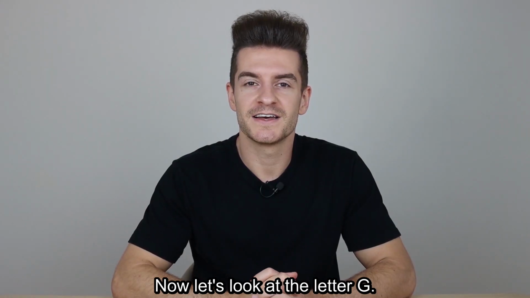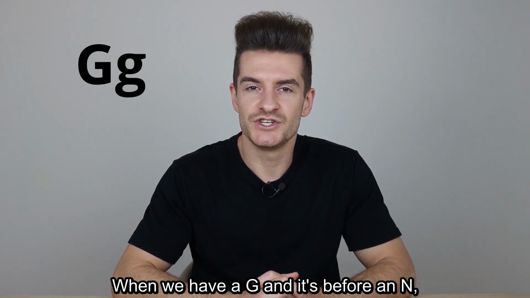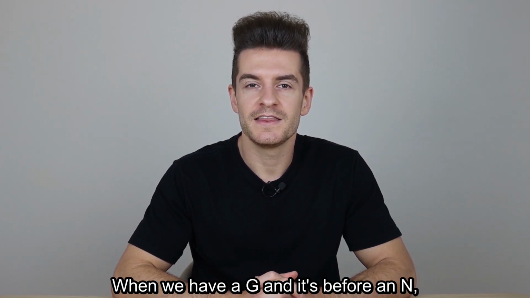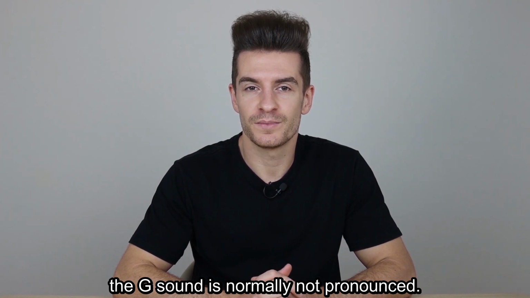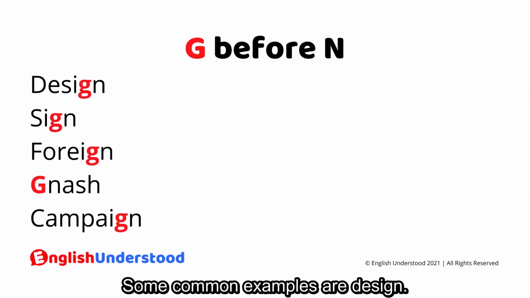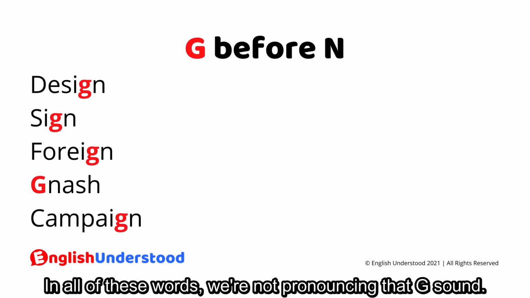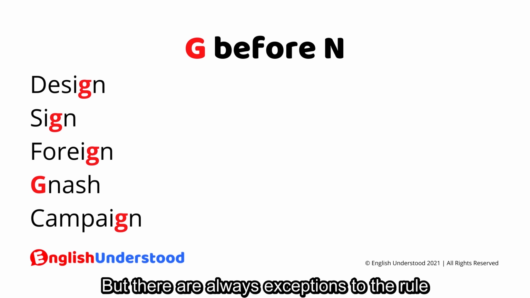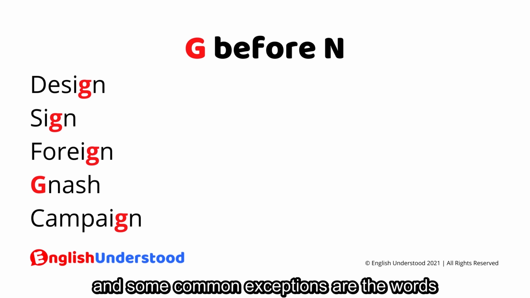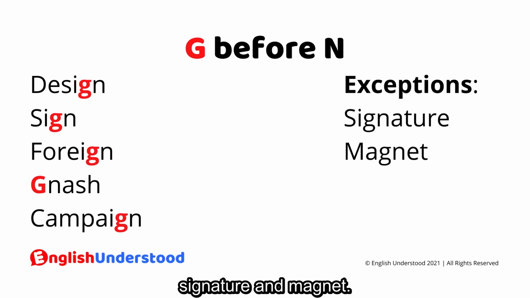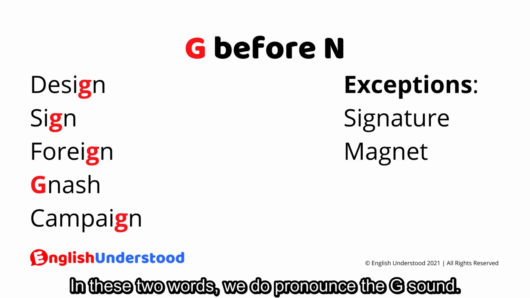Now let's look at the letter G. When we have a G and it's before an N, the G sound is normally not pronounced. Some common examples are design, sign, foreign, gnash, campaign. In all of these words, we're not pronouncing that G sound. But there are always exceptions to the rule, and some common exceptions are the words signature and magnet. In these two words, we do pronounce the G sound.